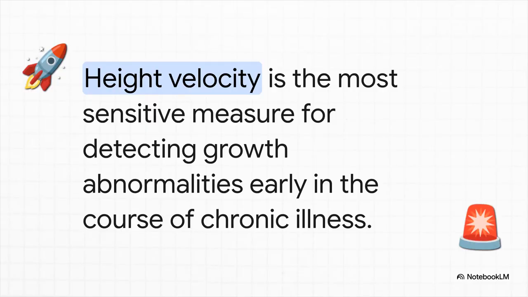All right, now if you remember only one thing from this entire explainer, please make it this. A single point on a chart is just a snapshot, but the rate of growth, the height velocity, that is your most powerful diagnostic tool. And why is that? Because a chronic illness will often slow down the rate of growth long before that child's absolute height ever falls off their percentile curve. It's your earliest possible warning sign.